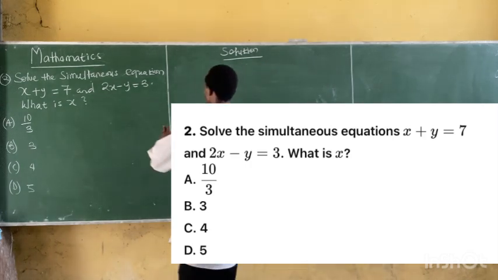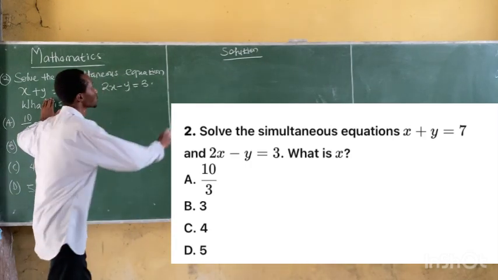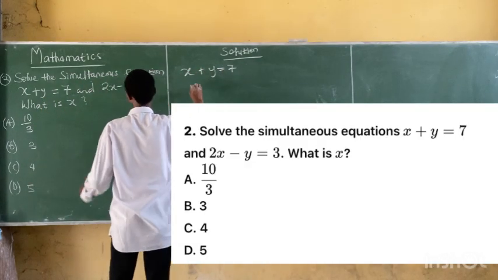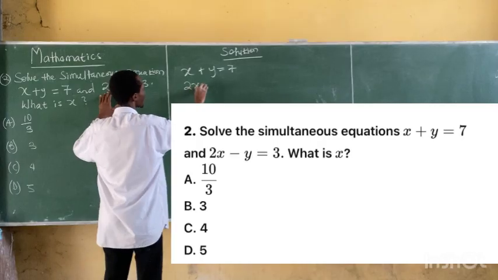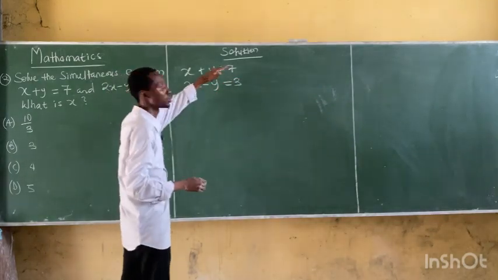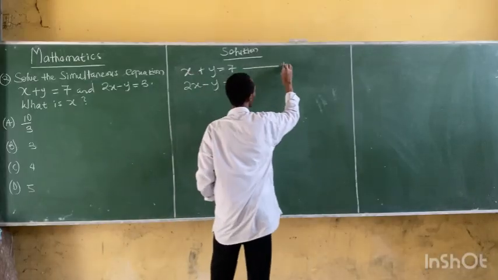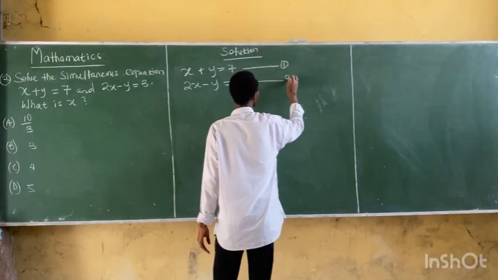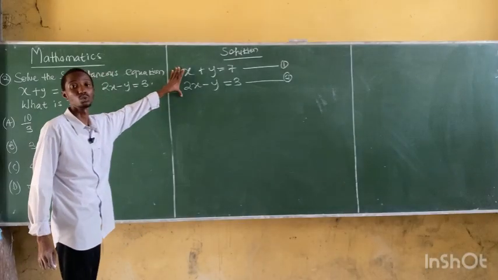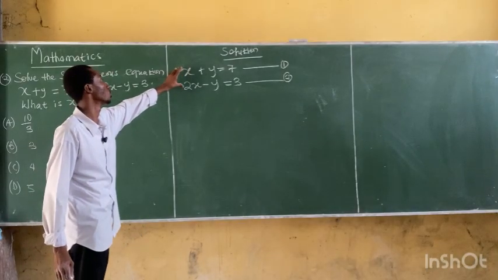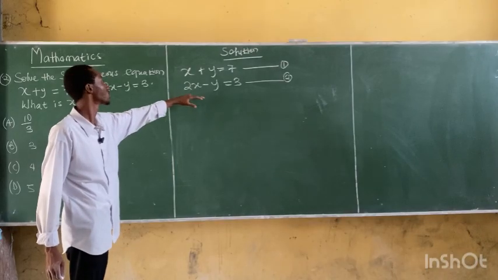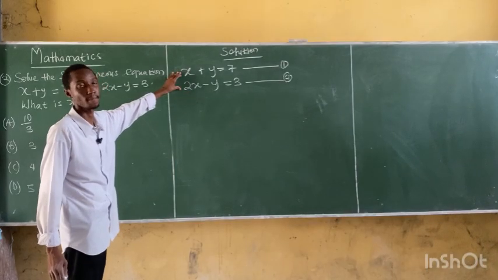So let's solve this question together. We are given two equations. X plus y is equal to 7 and 2x minus y is equal to 3. Let's call this equation 1. And let's call this equation 2. This is a simultaneous equation, which means we should solve these two equations together, side by side, simultaneously.